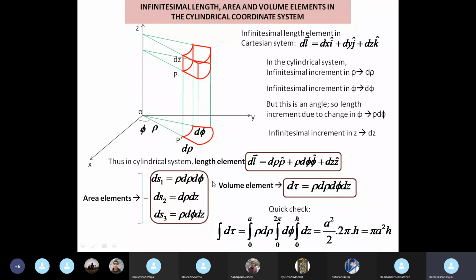If you change the symmetry of this cylinder and take both the top half and the bottom half, then z can also go from minus h by 2 to plus h by 2. Here I have taken the base to be on the xy plane, so I have taken 0 to h. If you integrate this, rho square by 2 gives a square by 2, this gives 2 pi, and this gives h, so pi a square h, which is the volume of a cylinder. So basically a cylinder is made up of an infinite number of infinitesimal volume elements like this red one. Alright?